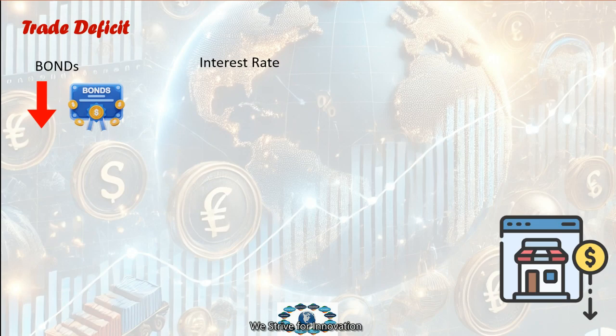How about the interest rate? Of course, now when we have a trade deficit, we need to attract more money. So what we do, we raise the interest rate as the country needs to attract foreign capital, that will increase the borrowing cost for that country. So the interest rate here will go up.